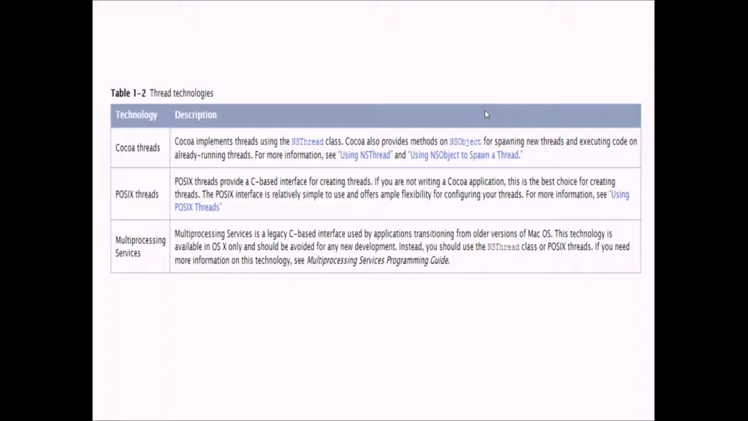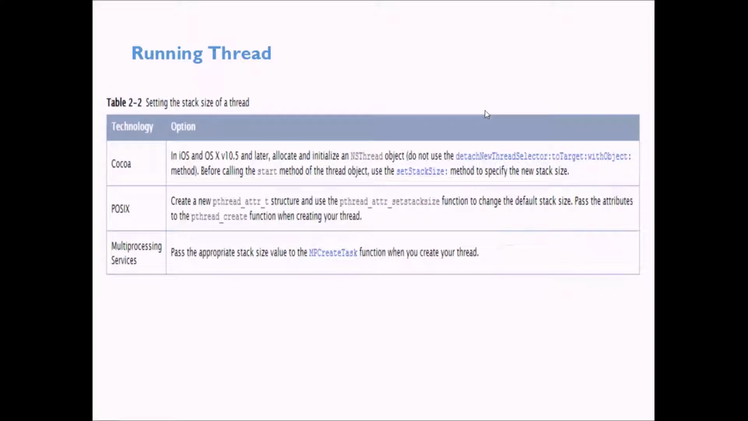Another one is multiprocessing services. Multiprocessing services is a legacy C-based interface used by applications transitioning from older versions of the Mac operating system. This technology is available in OS X only and should be avoided for any new development. Instead, you should use the NSThread class or POSIX threads. If you need more information on this technology, you can study the multiprocessing services programming guide, which will give us more information.